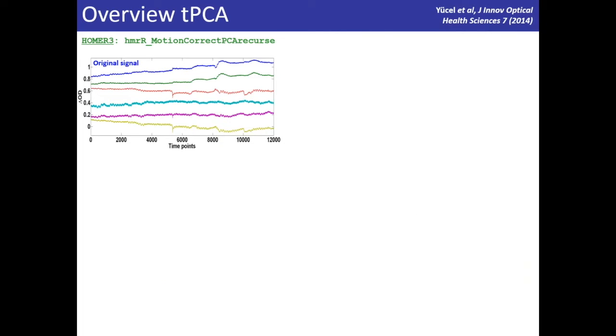Okay. So we came up with a simple solution to this. Instead of applying PCA to the whole data, why not apply it only to the parts of the data that are contaminated by motion? Then we know for sure that the dominant source of variance is motion artifacts.